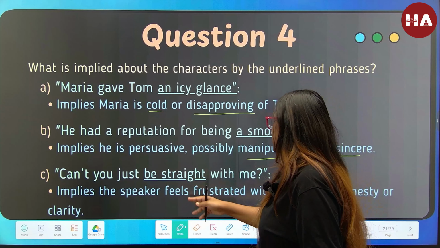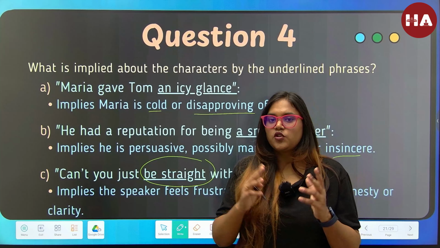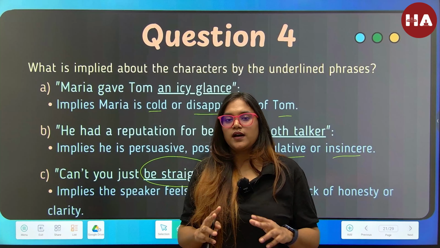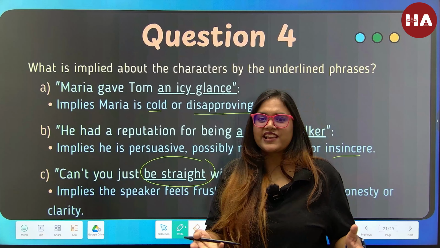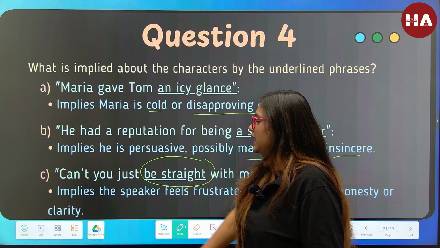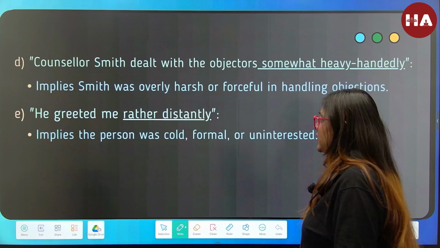Can't you just be straight with me? Be straight means someone is not being clear, and someone is being vague about their actions or dialogues, whatever. It implies the speaker feels frustrated with the lack of honesty or clarity. This is what I said.